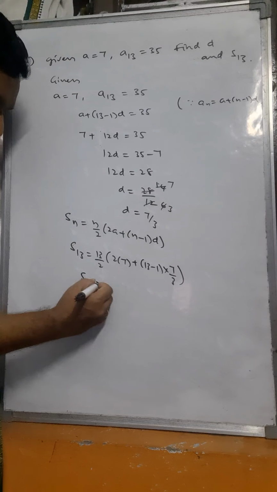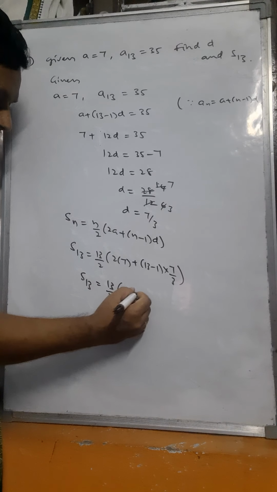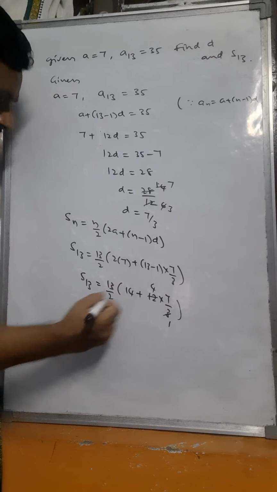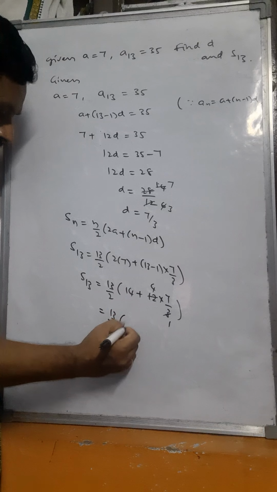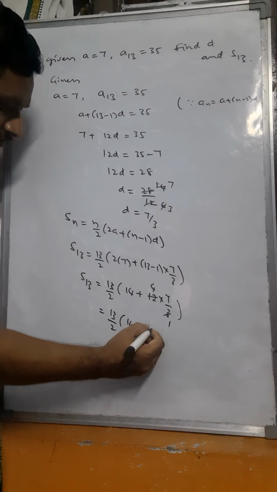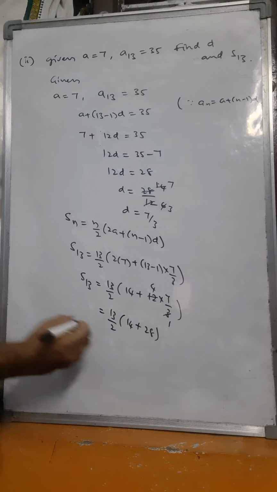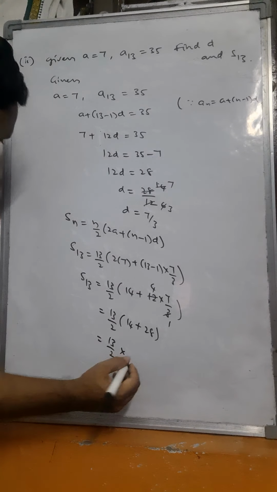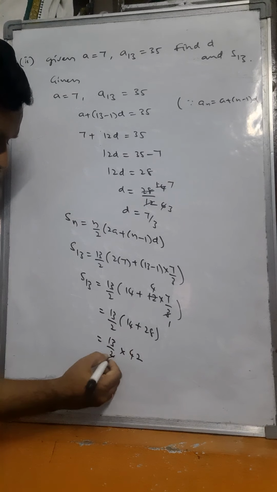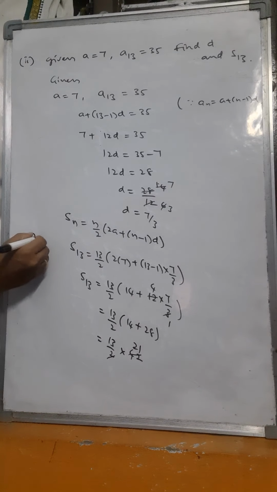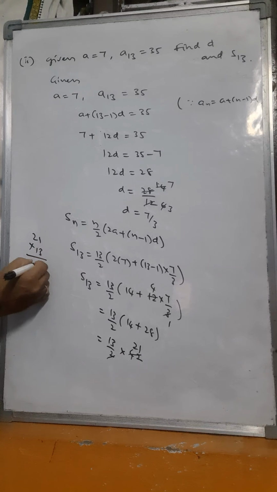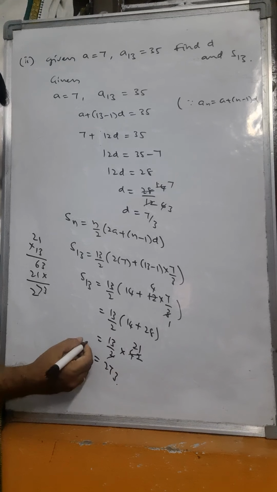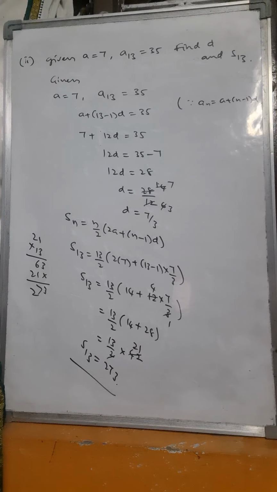That is S13 is equal to 13 by 2 into 14 plus 12 into 7 by 3. 3 fours are 12. That is 13 by 2 into 14 plus 28. 7 fours are 28. That is 13 by 2 into 42. So 2 ones are 2, 2 tens are 21. So 21 into 13. 3 sixes are 18, 3 sevens are 21. So 273. S13 is equal to 273.